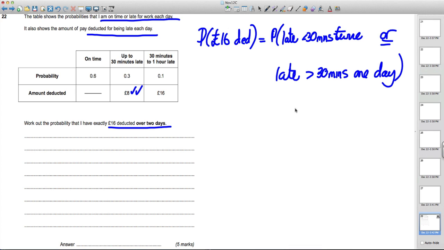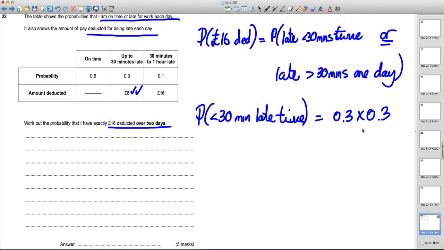Now when you've got or, you add the probability. So what's the probability, first of all, of less than 30 minutes late twice? Well, the events are independent, so it must be 0.3 the first day multiplied by 0.3 the second day. Actually, I'm just going to change my mind and do a probability tree. It's probably easier that way. On the first day, what are the options? I can be on time, late up to 30 minutes, or late bigger than an hour.